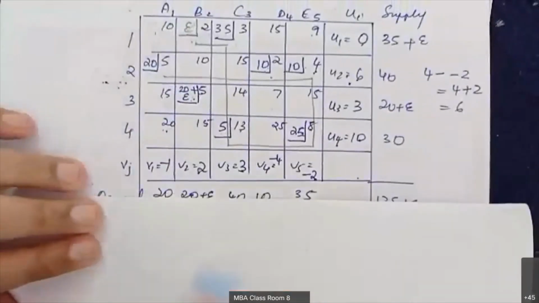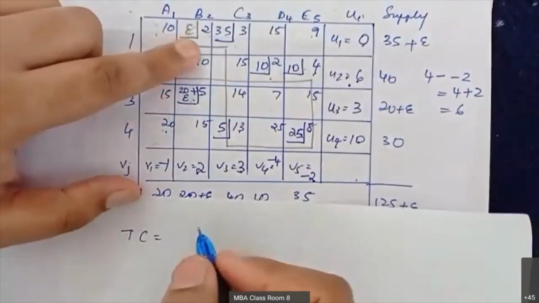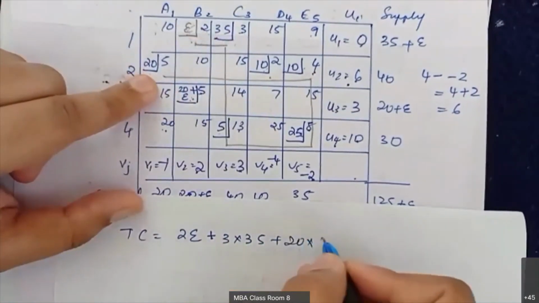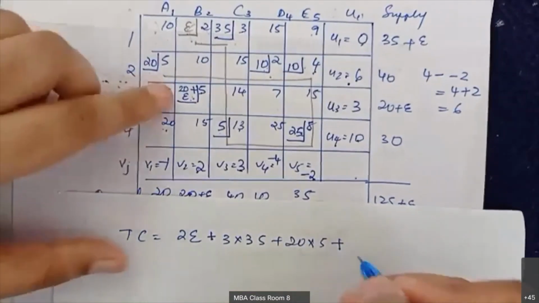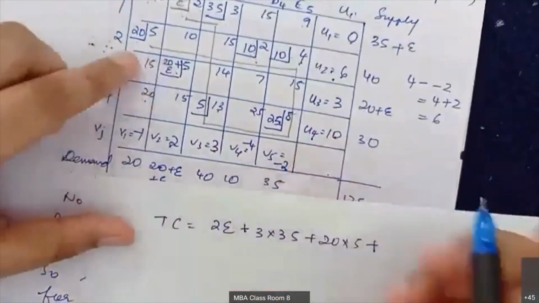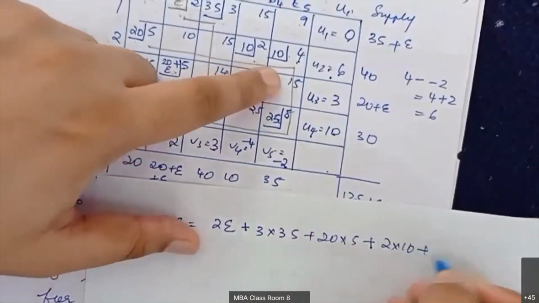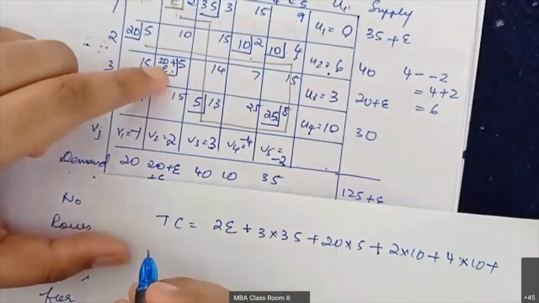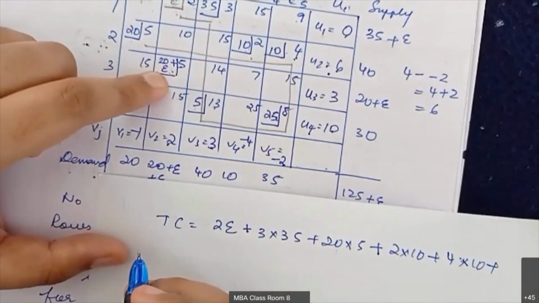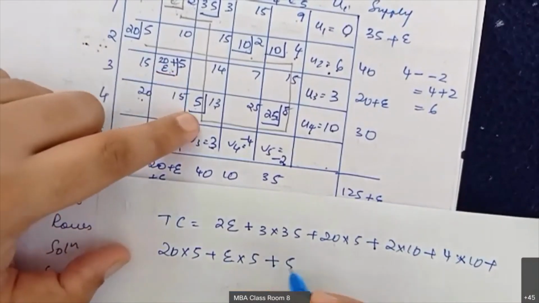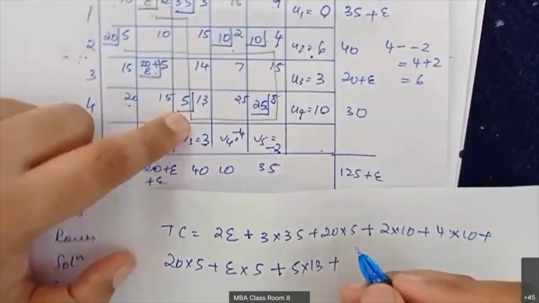How will you calculate the total cost? We have to multiply the allocations with the cost. So total cost is equal to epsilon into 2, that is 2 epsilon, plus 3 into 35, plus in this row 20 into 5, plus 2 into 10, plus 4 into 10, plus here we have 20 plus epsilon into 5, that is 20 into 5 plus epsilon into 5. Now plus over here 5 into 13 plus 25 into 8. So this is going to be our total cost.